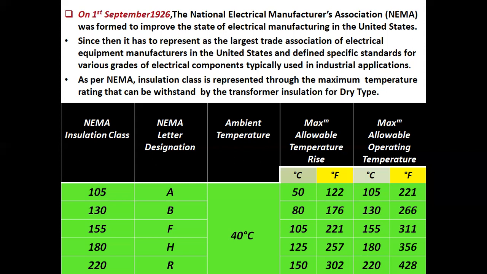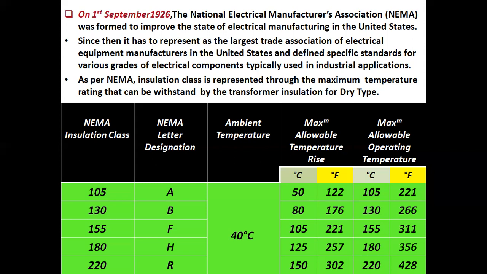NEMA insulation class 180, NEMA letter designation H. Ambient temperature 40 degrees centigrade. Maximum allowable temperature rise 125 degrees centigrade, 257 degrees Fahrenheit. Maximum allowable operating temperature 180 degrees centigrade and 356 degrees Fahrenheit.